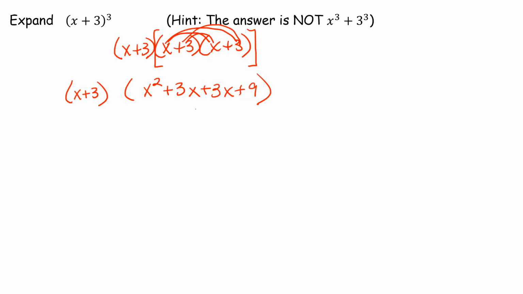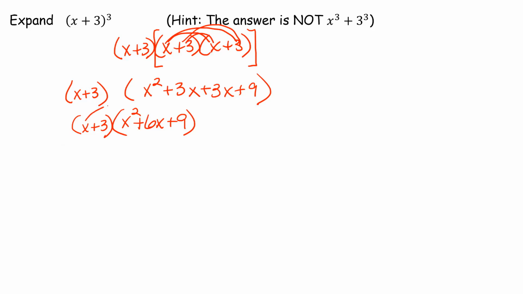going to simplify that second set of parentheses. So the x plus 3 is right here. I'm going to multiply that by what's over here. I can add the 3x and 3x to get 6x. So x squared plus 6x plus 9. Now I have to do the multiplication again.